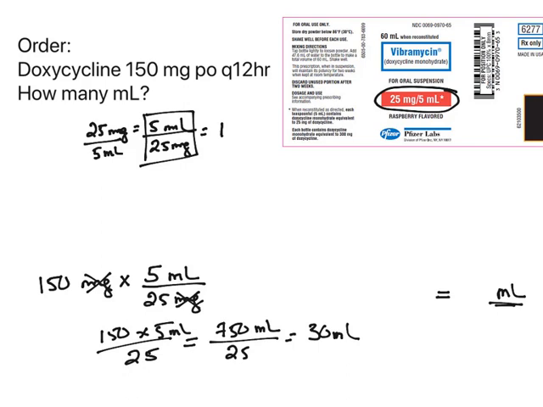So there we have it. In order to give 150 milligrams of doxycycline, I will give 30 milliliters of doxycycline.